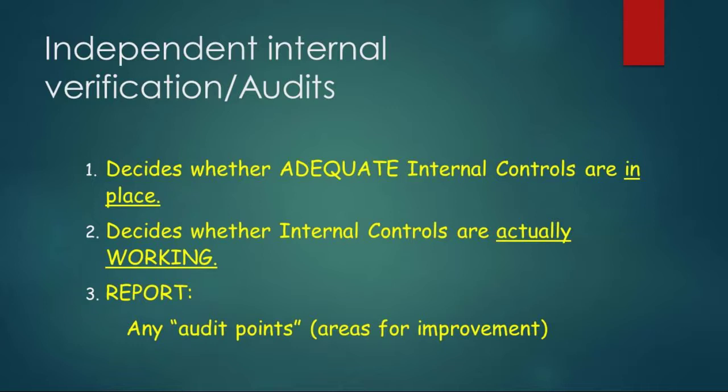Independent internal verification. What is this? Companies are required to have an audit, and this is done by outside auditors, but companies also have internal auditors. These are permanent employees who go around and audit the company over the year, over a series of years, and their job is to determine whether there are adequate internal controls in place and whether they're actually working. We have the internal controls, but we don't follow them. And then to report any areas for improvement.